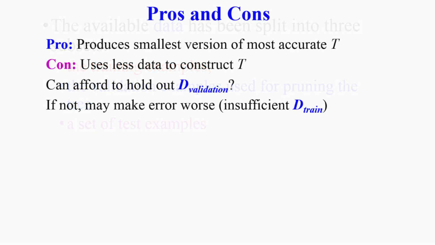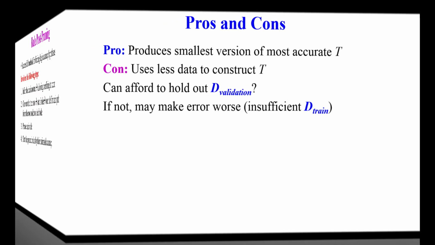What are the pros and cons of this method? The pros are it produces the smallest, most accurate subtree of the tree T. The con side is it uses less data to construct the main tree. Can it afford to hold out the validation data only? If not, it may make the error worse, that is, insufficient training data. That is treated as the con side of this method.